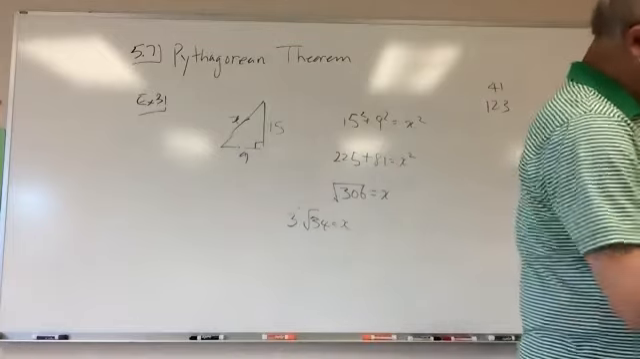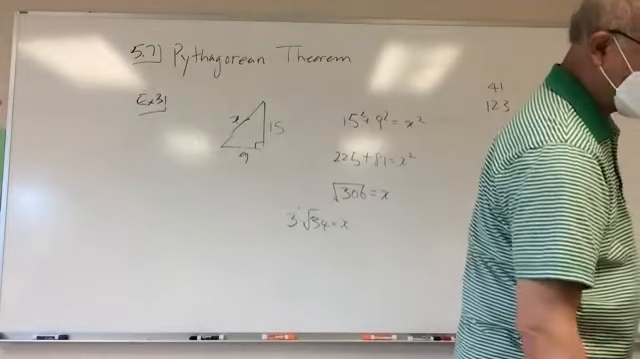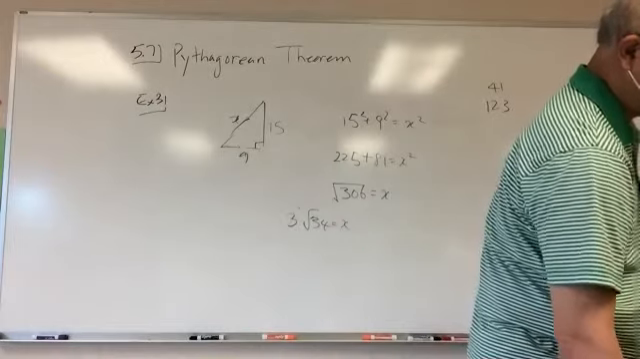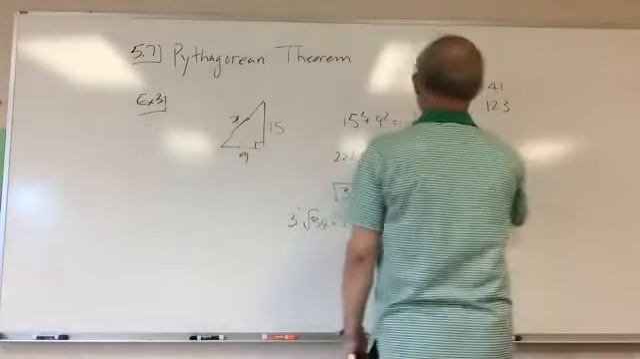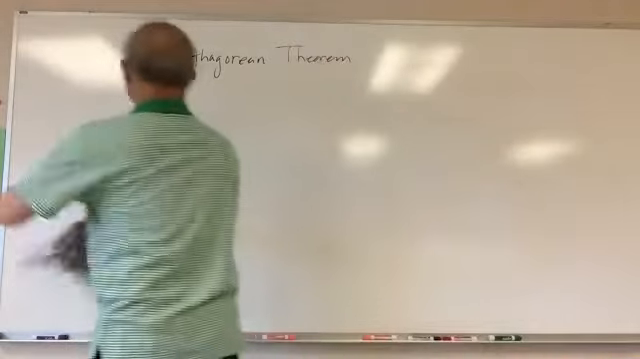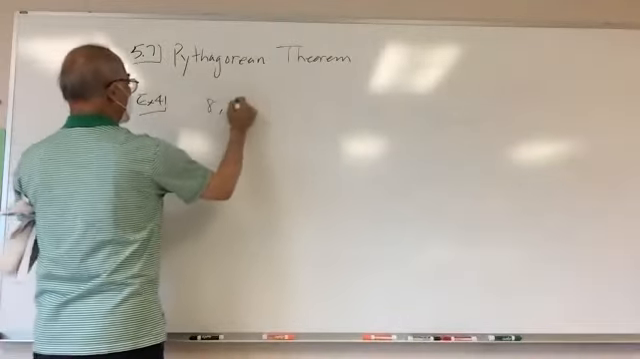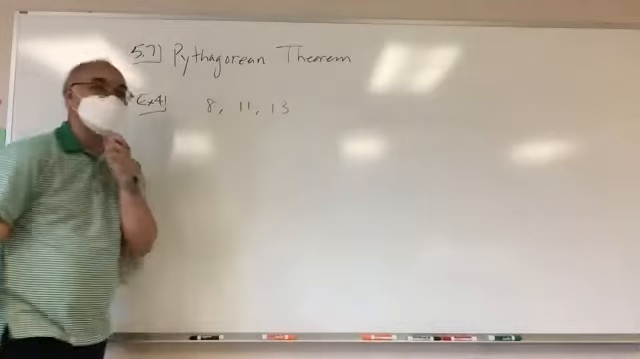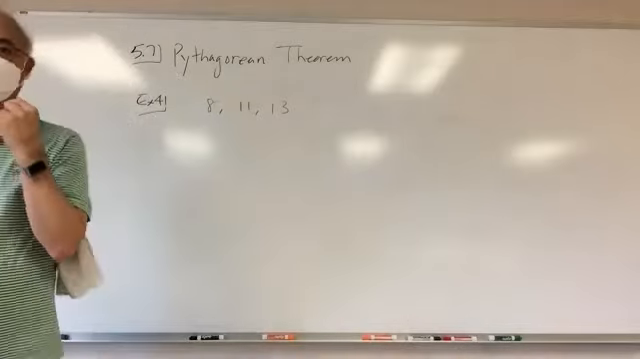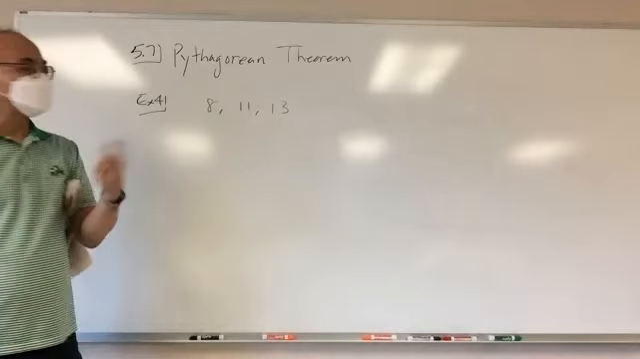Example number 4. Tell if the measures can be the side lengths of a triangle. If so, classify the triangle as acute, obtuse, or right. Okay, so trying to see if they form a triangle. We've done that before in our previous chapters, right? 8, 11, 13. What needs to happen for them to form a triangle? When you add two lengths together, they have to be greater than the other one, right? So I have to check all three of them, right?